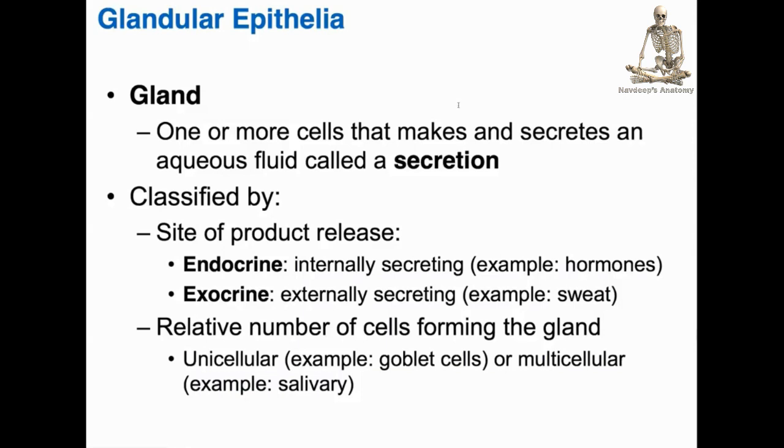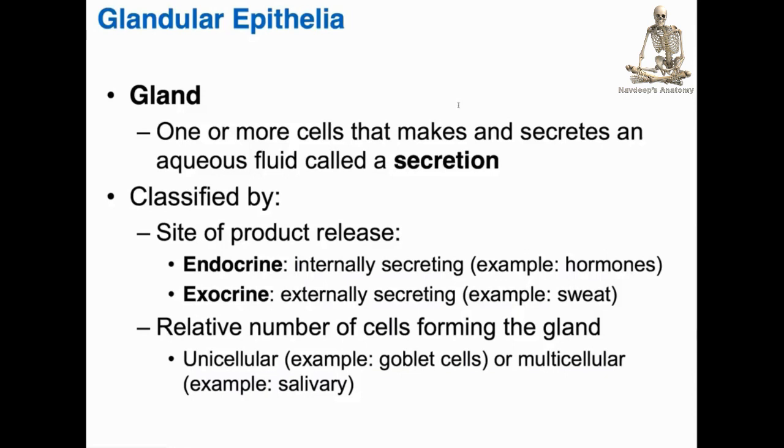We can see that glands are one or more cells that make and secrete an aqueous fluid, which is called the secretion, and they can be classified by the site of product they release. For example, endocrine glands are internally secreting, like the hormones which are secreted inside the body, and exocrine glands are externally secreting, likewise sweat or oil glands.